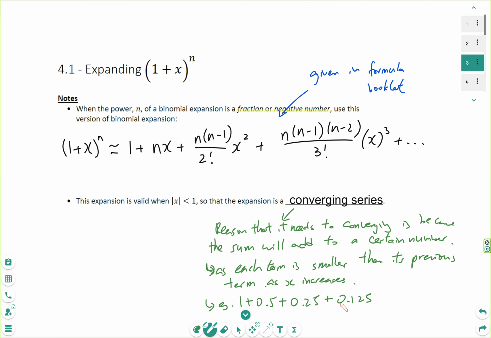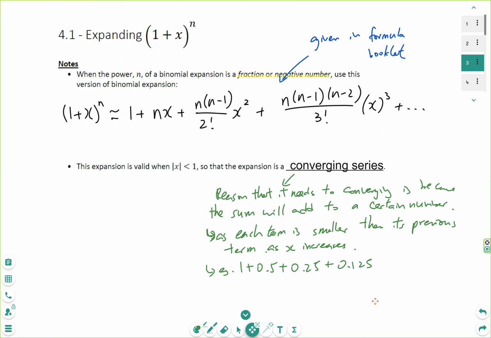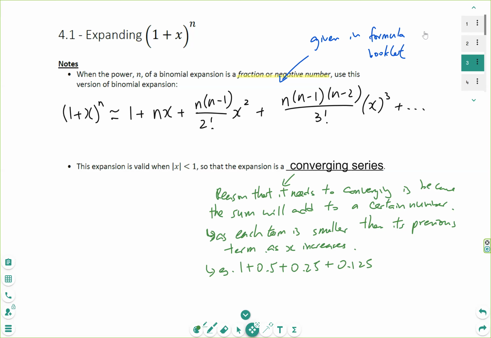That will equal 1 plus the sum to infinity, which equals a over 1 plus r, no, a over 1 minus r. The ratio is we multiply by 0.5 each time, so the sum is 2. That means this series will add up to 2. So that's how we know.